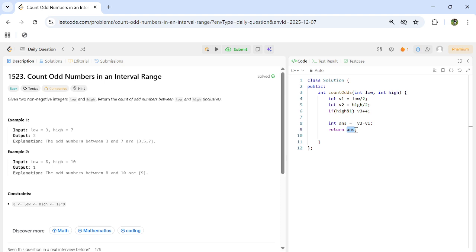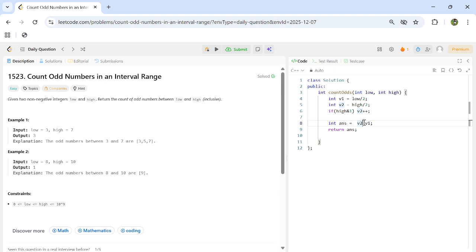You can take high as even. Just see the second example. In this second example, both high and low are even, right? If you do high by 2, what is high by 2? 5. And you can also see there are total 5 odd numbers from 1 to high inclusive, right? So we don't need to do v2 plus plus, because there the last odd number was not included. So that's how we can solve this question.